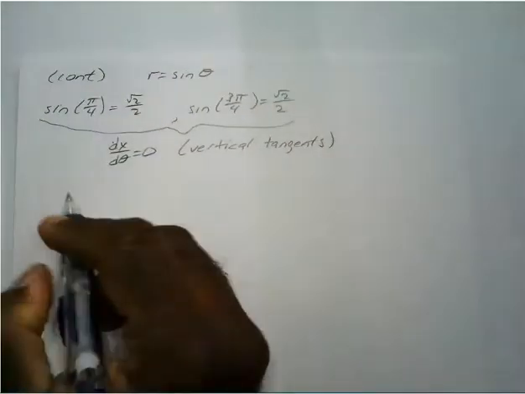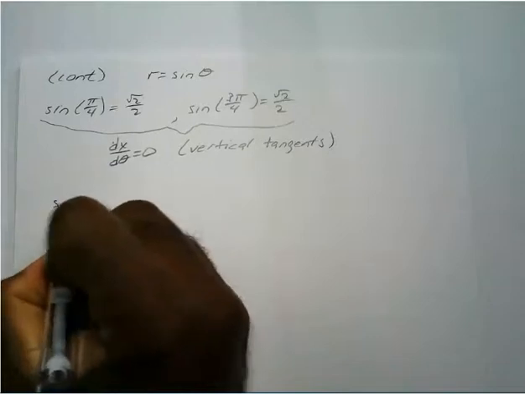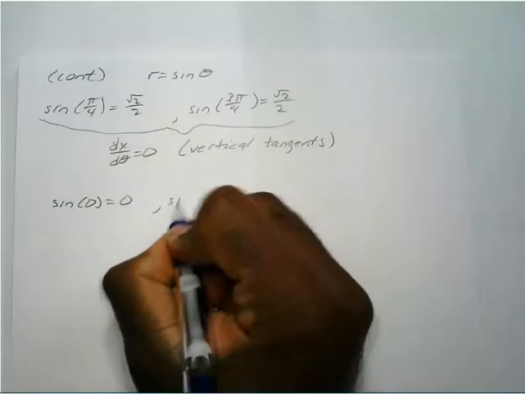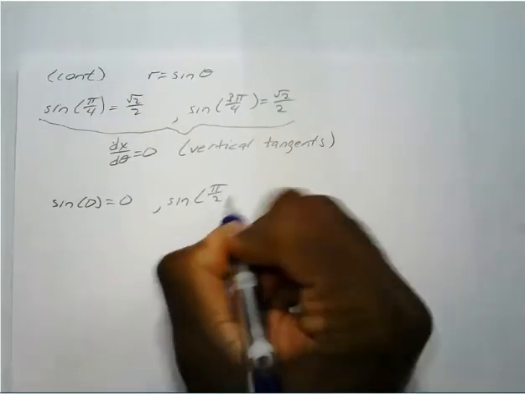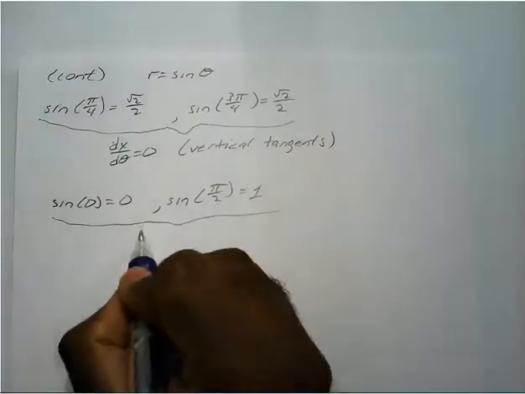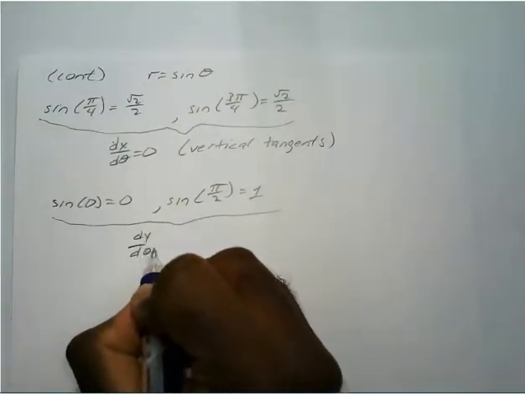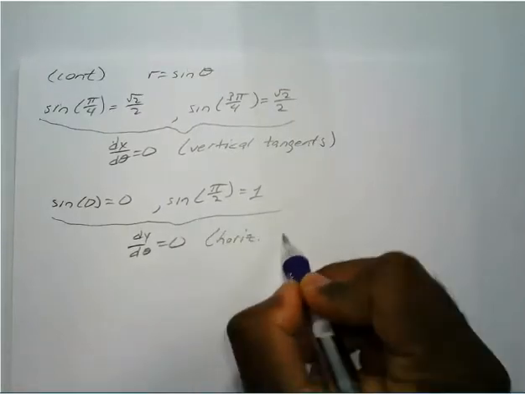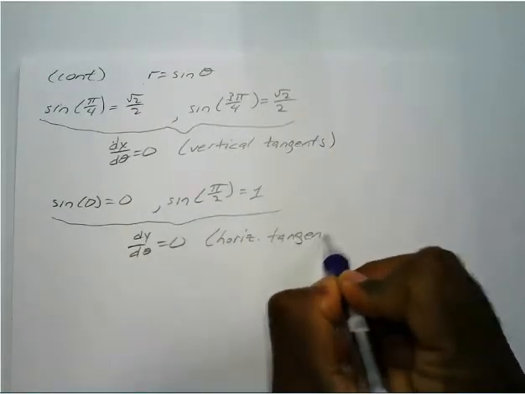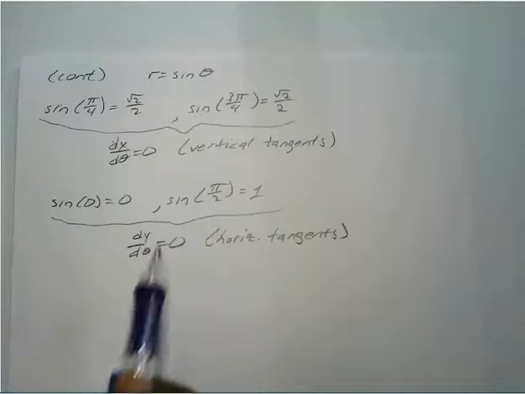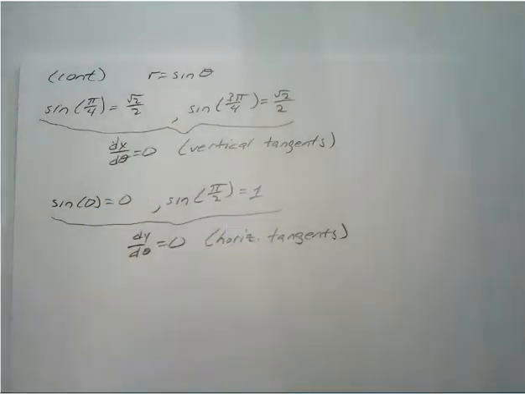Now we still have 0 and π/2, so sine of 0 is 0, and sine of π/2 is equal to 1. These two will give us our dy/dθ equals 0, or our horizontal tangents. Now all you have to do is put these in your r, θ form.